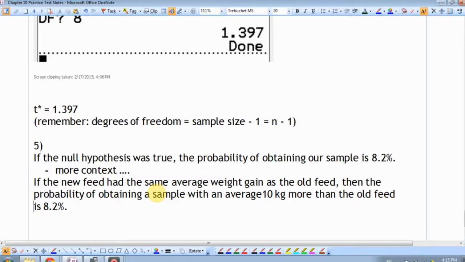What's the null hypothesis of this? That the new feed is going to have the same average weight gain as the old feed? Exactly. That would be the null. And the alternative hypothesis would be what? The new feed has more weight gain than the old feed.